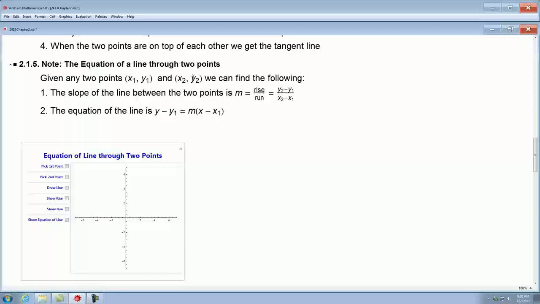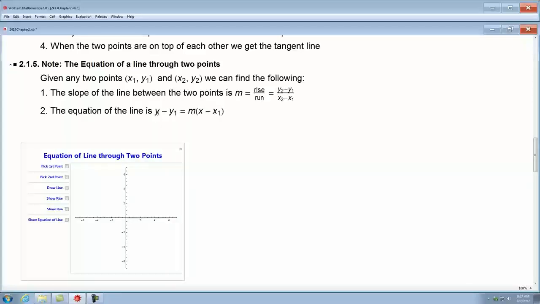In this case, y2 minus y1 divided by x2 minus x1. So we're taking the second point and we're subtracting the coordinates of the first point. Then once you have the slope of the line, you can use this equation, which is called the point-slope formula for a line.